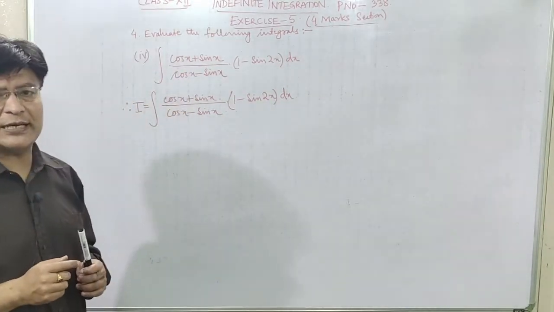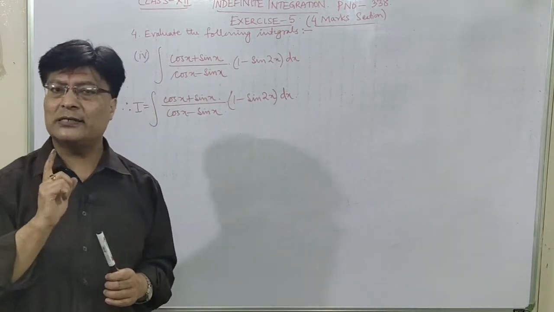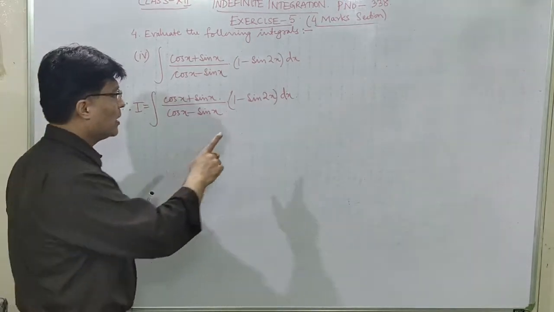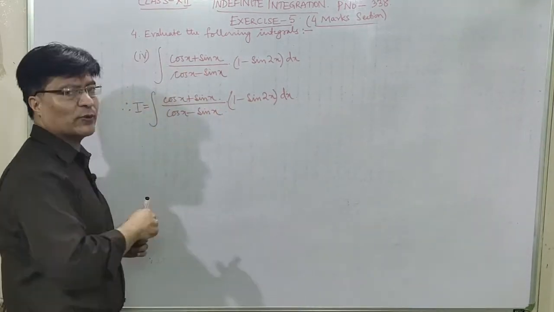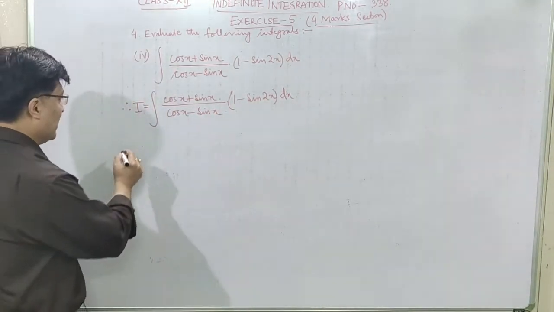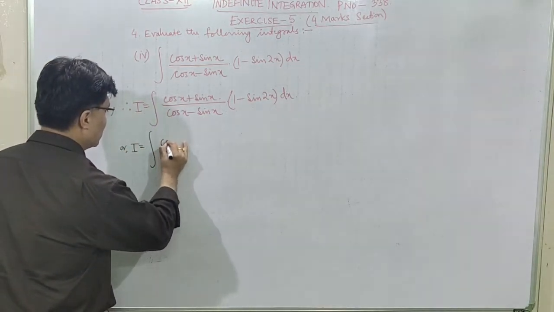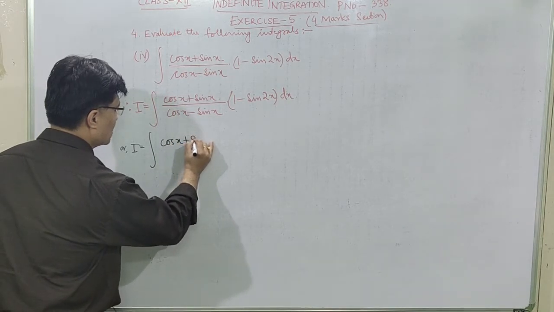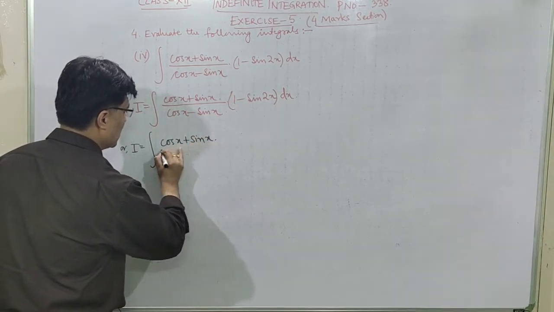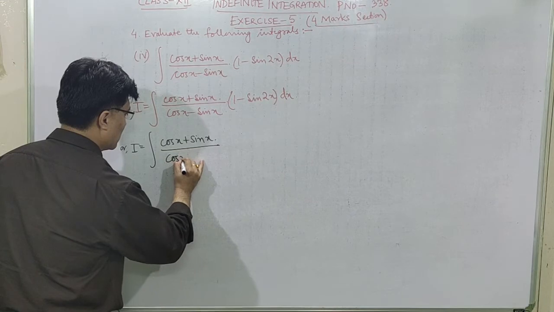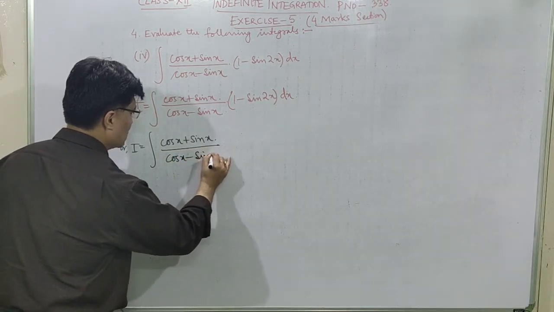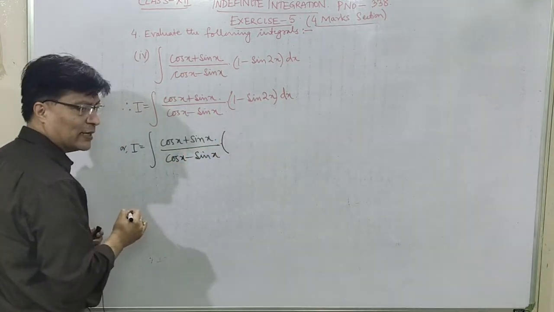You should know the formula of sin 2x. What is sin 2x? It is 2 sin x cos x. And instead of 1, you can write cos square x plus sin square x. Okay. So let us write here, I is equal to integration of cos x plus sin x divided by cos x minus sin x, kept as it is within bracket.